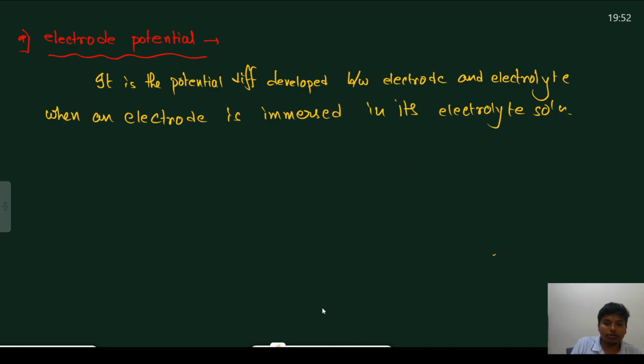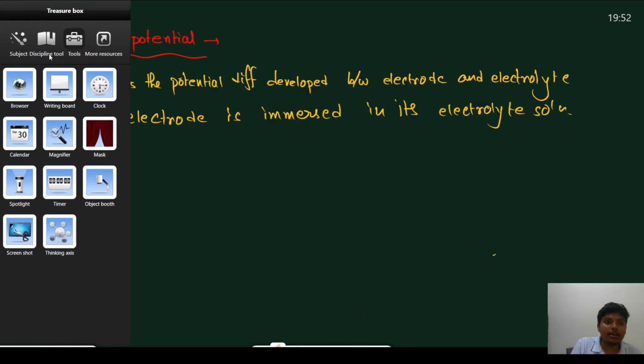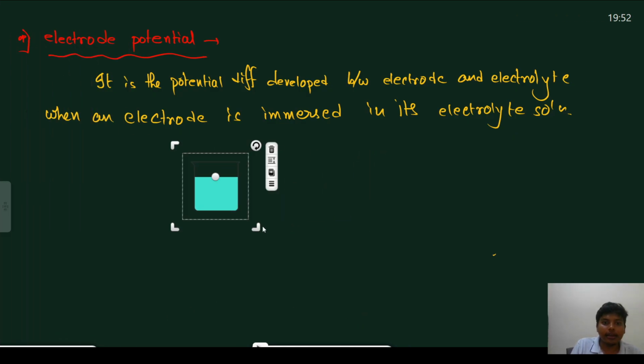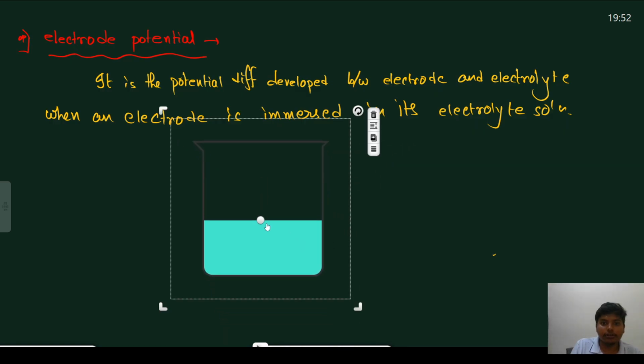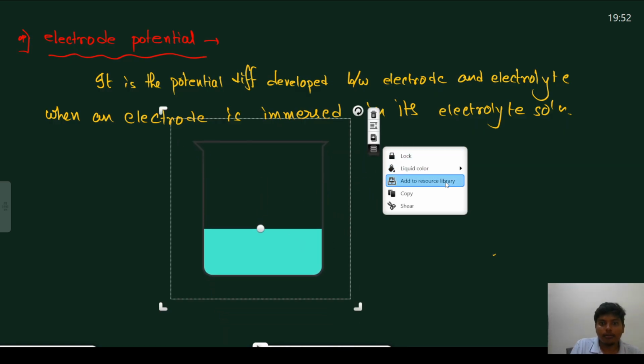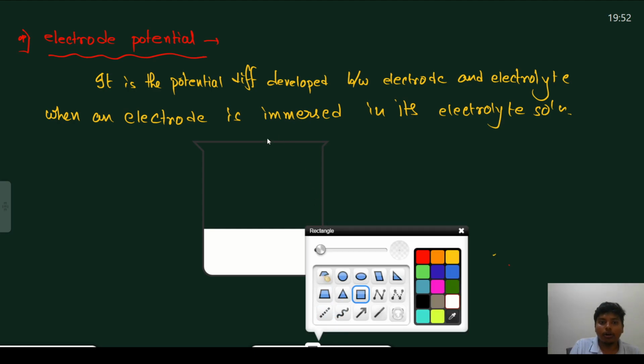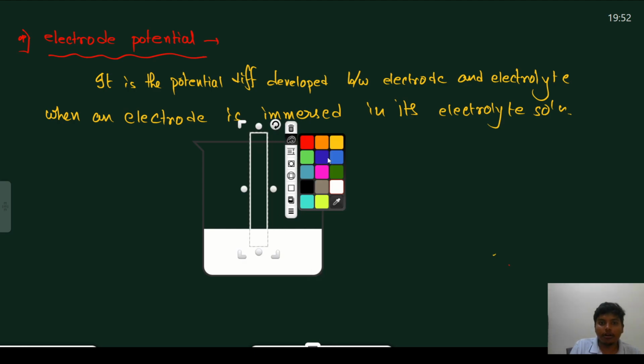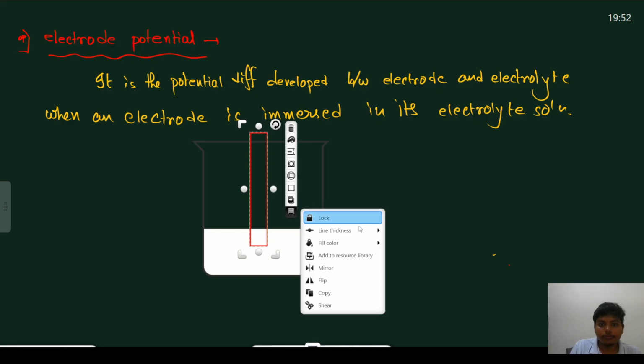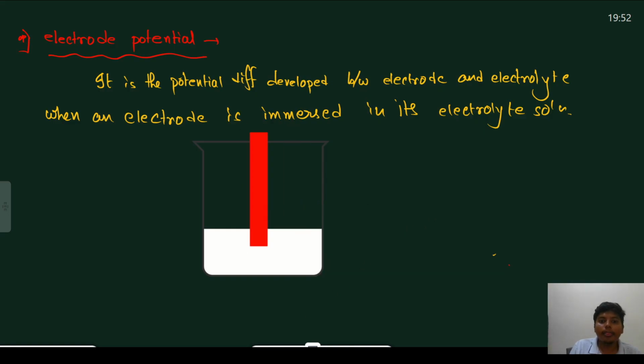So what does it mean? Let's suppose I'm taking a zinc sulfate solution. And I'm dipping, listen carefully, a zinc rod here. So this is the zinc rod, and this is the ZnSO4 solution. Now ZnSO4 means there should be Zn2+ there.